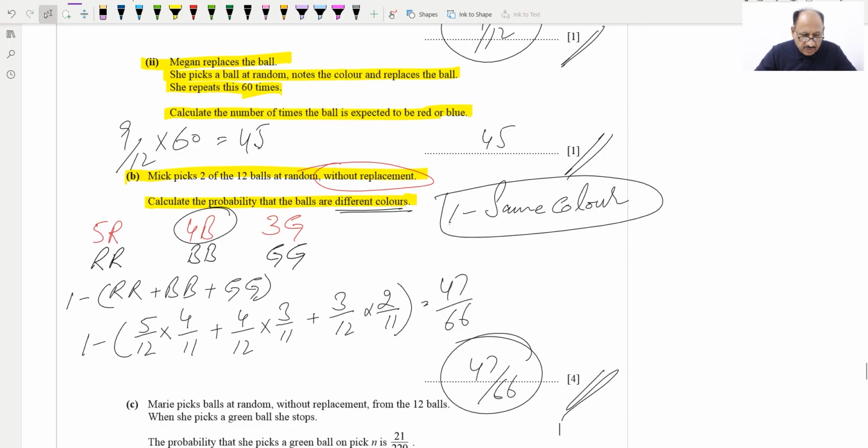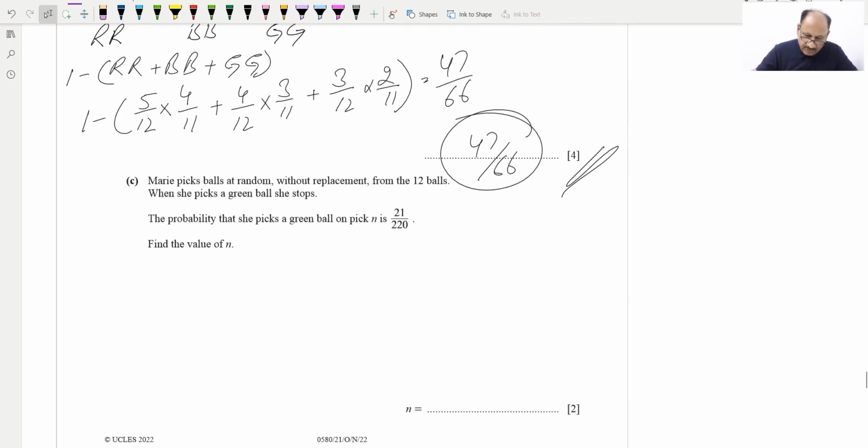Hopefully you understood this. Now the C part is also there. The C part says Mary picks a ball at random without replacement from the 12 balls. When she picks a green ball, she stops. The probability that she picks a green ball on pick n is 21 over 220. Find the value of n.